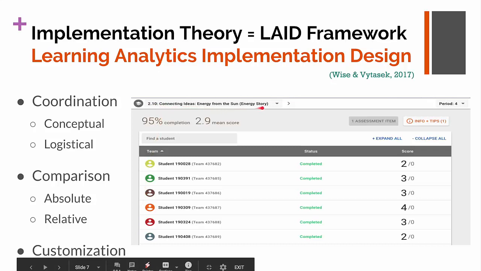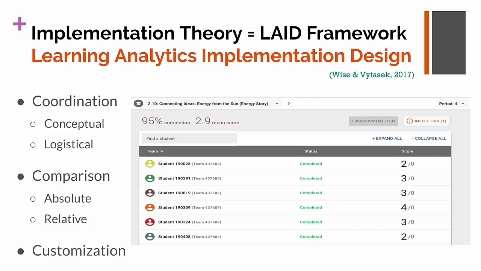Conceptual coordination relates to really the alignment between the learning analytics and the learning design. And so in what ways do the analytics reflect and connect to the learning objectives? The logistical coordination refers to how and when those learning analytics are going to be accessed, made available, and used by the user.